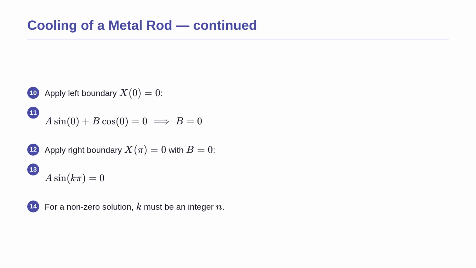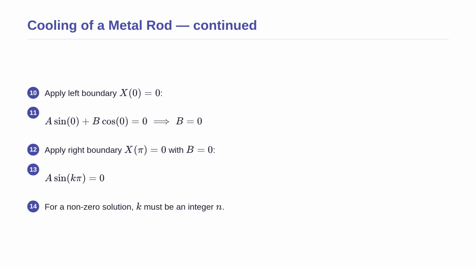Next, we apply our physical boundary conditions to find the unknown constants. The left end is at 0 degrees, so plugging in x equals 0 makes the sine term vanish, leaving only b, which must be 0.